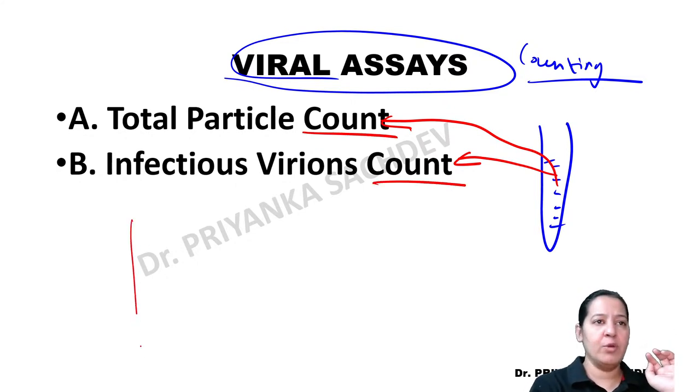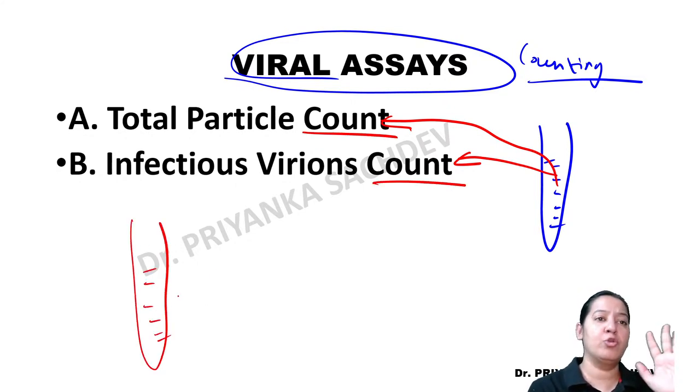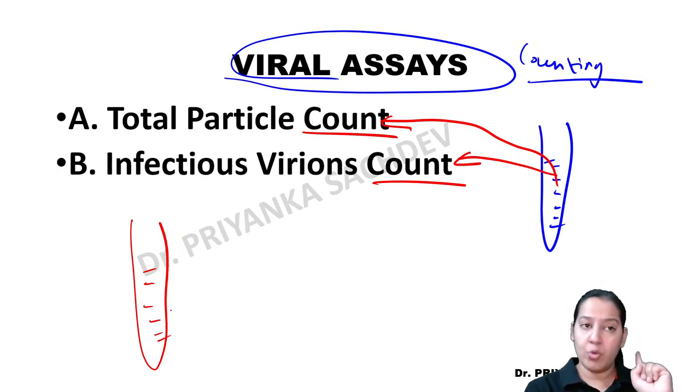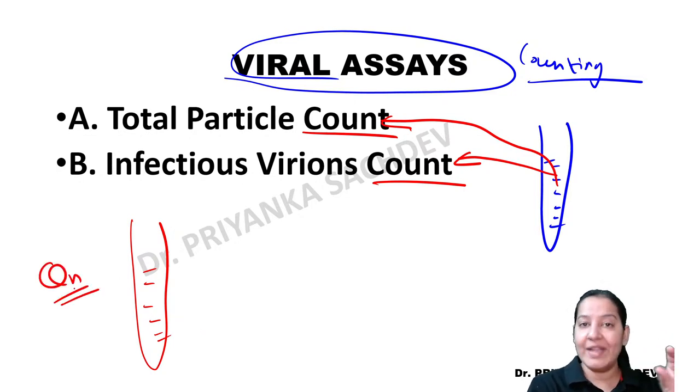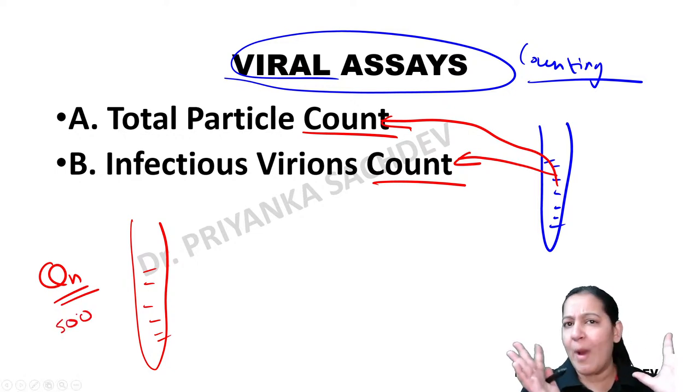If I'm providing you a specimen in a test tube and asking you to count the virus in the specimen, so to count means it is a quantitative assay. You are telling me the quantity, ma'am, 5 virus are present, 50 are present, 500 are present. So that is a quantitative assay, right?